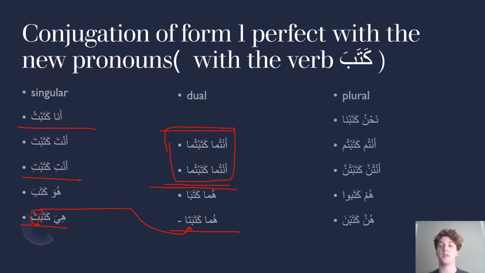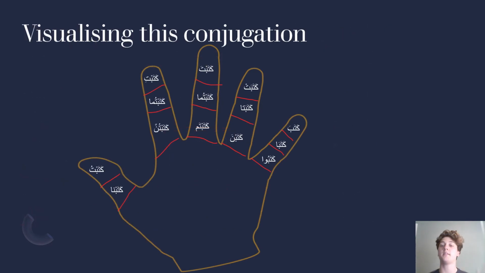The plural, so we, nahnu katabna, antum katabtum, antunna katabtunna, hum katabu, remember the silent alif, and hunna katabna. Now, in left hand format, so kataba, kataba, katabu, katabat, katabata, katabna, katabta, katabtuma, katabtum, katabti, katabtuma, katabtunna, and katabtu, katabna.